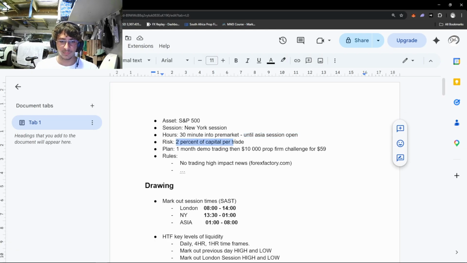Our risk will be 2% of our capital per trade, and the plan is to trade for 1 month on a demo account and then go into a $10,000 prop firm challenge for $60 a pop. It's paper before paper, okay? Paper trading before paper, if you know what I mean.